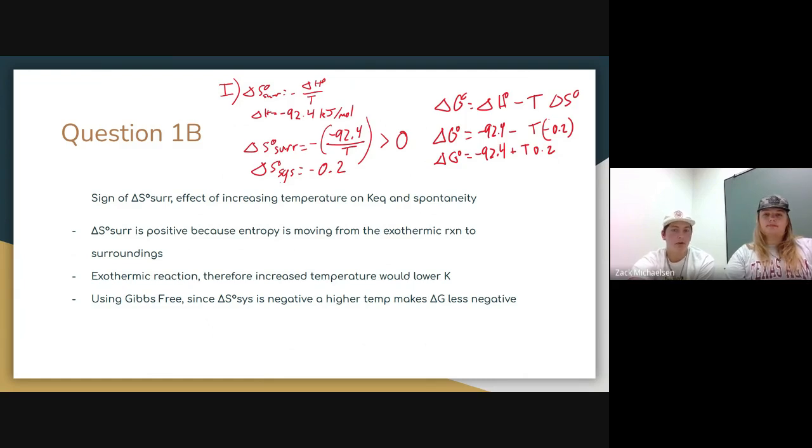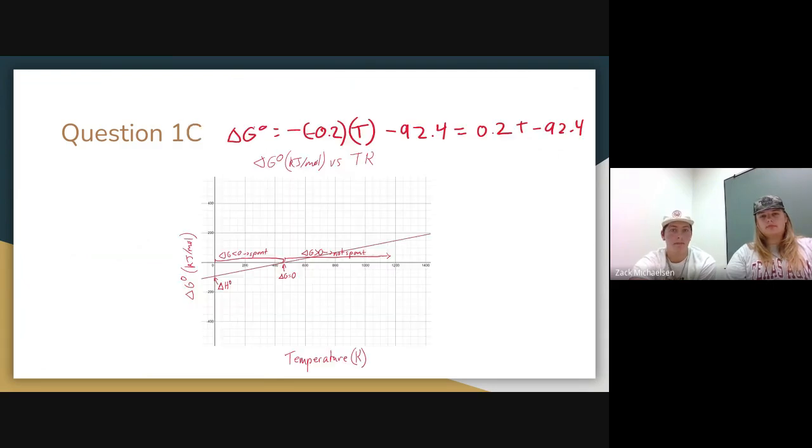Since this is an exothermic reaction, the K value would be lowered as you increase the temperature. Using the Gibbs free energy equation, which is Gibbs free energy equals change in enthalpy minus temperature times the change in standard molar entropy of the system. Since the standard molar entropy of the system is negative, a higher temperature will make Gibbs free energy less negative, therefore hurting the spontaneity of this reaction.